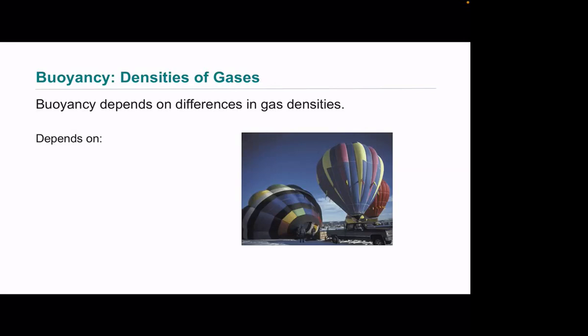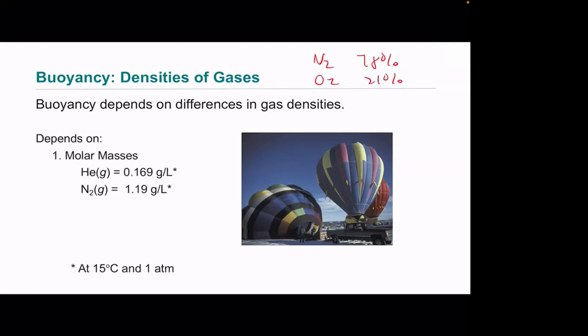But why do these balloons rise? Well, because the density of the gas in that balloon has to be less than the surrounding density. And the surrounding density, for the most part, is nitrogen, which is 78% of all the gas, and oxygen, which is 21%. So nitrogen is 1.19, helium is 0.169. So that huge difference in density is going to allow that balloon to rise. And those are at a particular temperature and pressure, obviously.